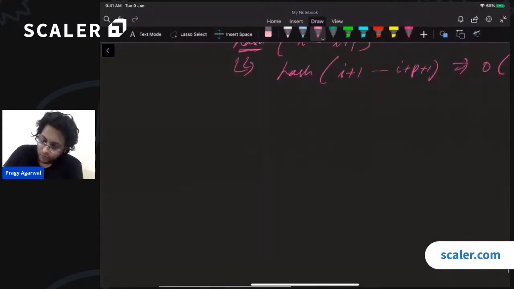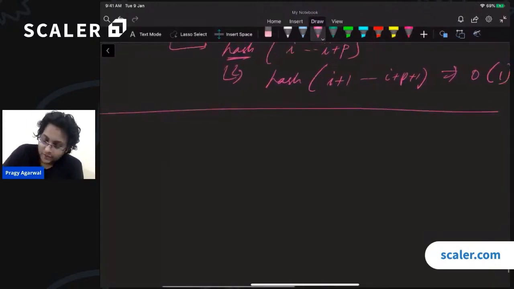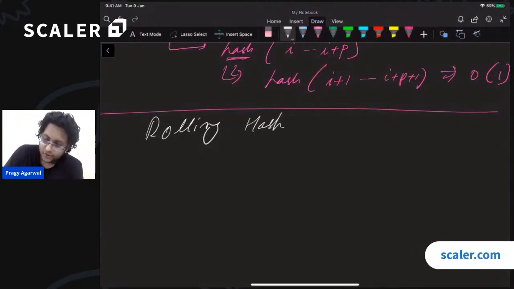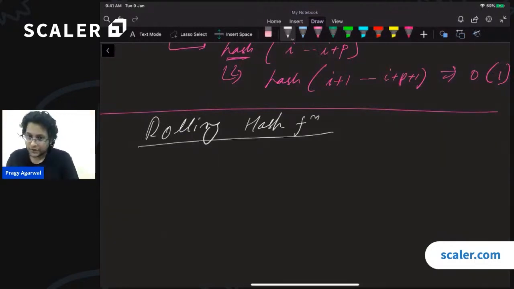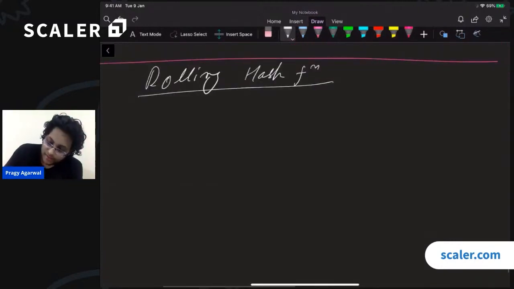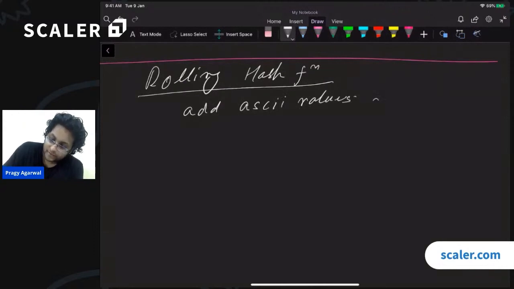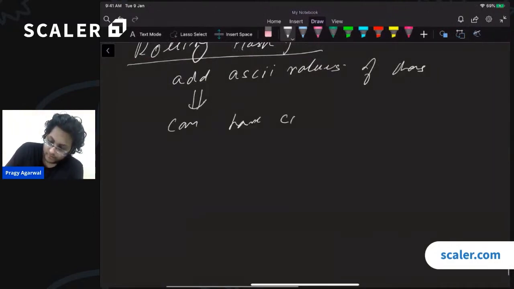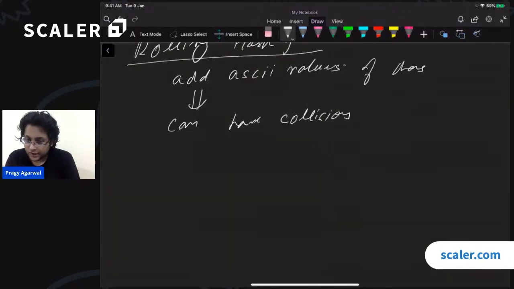Now let us have a quick look at one example of a rolling hash function. This is not the hash function used in Rabin-Karp, but it is just an example of a rolling hash function. Suppose that we simply add the ASCII values of the characters. First of all, as we saw, this particular hash function can have collisions, so this is not a perfect hash function.